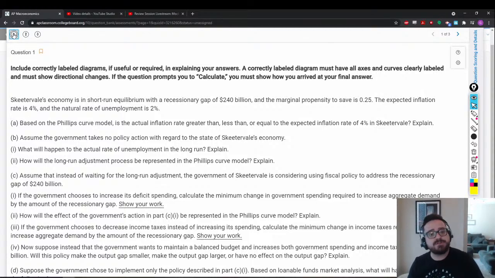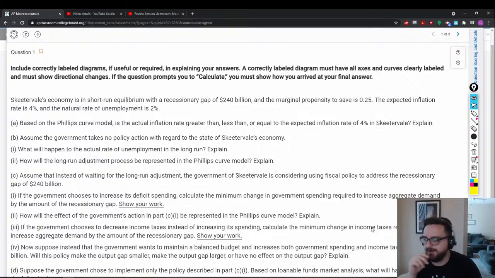I know on this first question, they asked about the minimum change in spending, and they referenced the MPS. So I know there's a spending multiplier thing going on. It mentioned changing taxes also. That means the tax multiplier is going to be involved as well. And there's a lot of stuff with the Phillips curve early on.